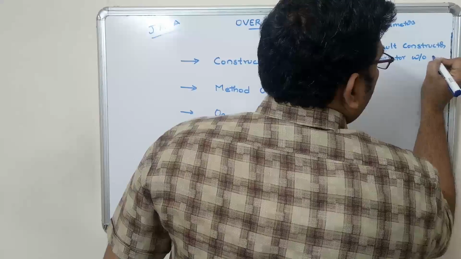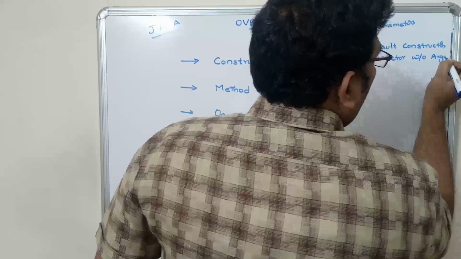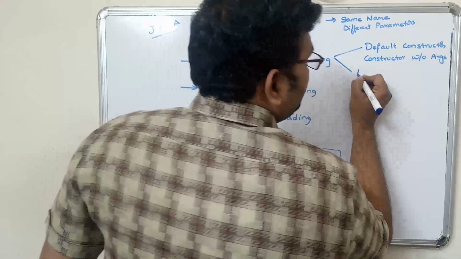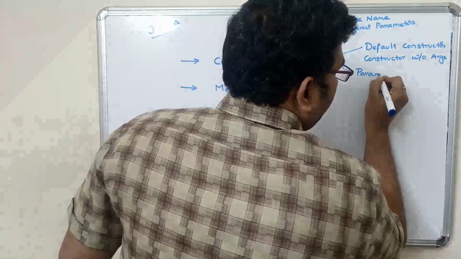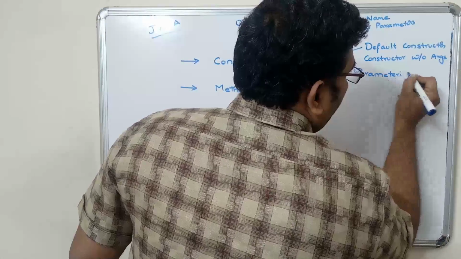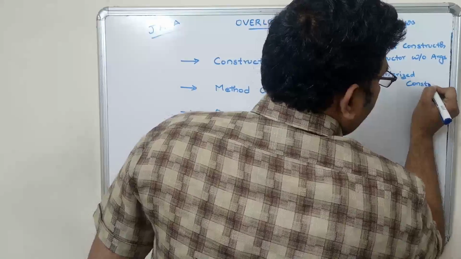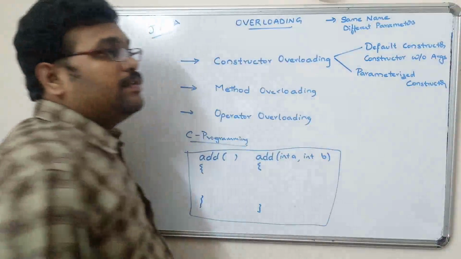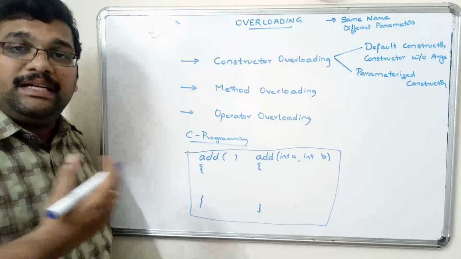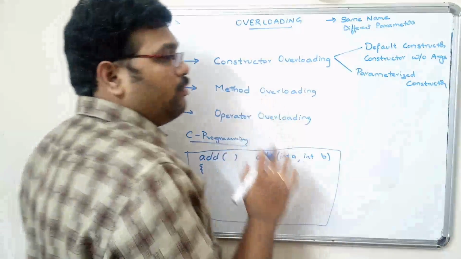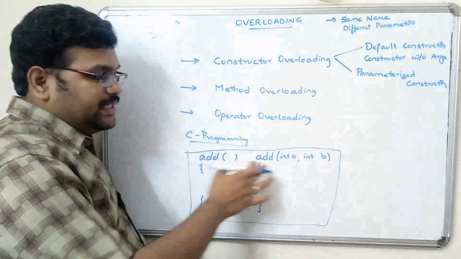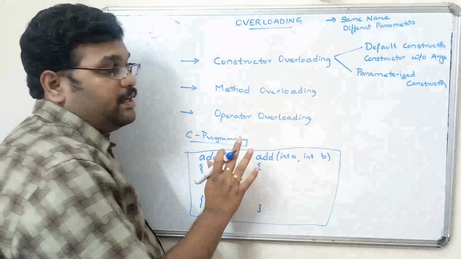Constructor without arguments, and this is parameterized constructor. That means there will be parameters. We will pass some parameters. And method overloading is also the same. So having the same name with different parameters.